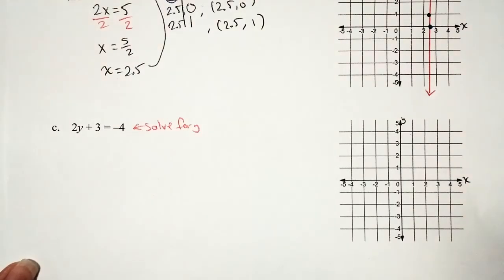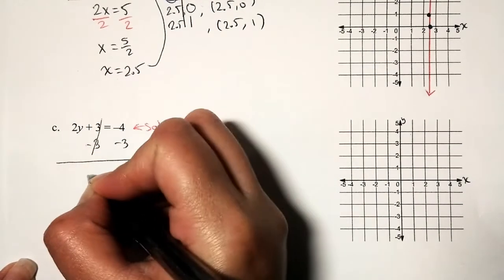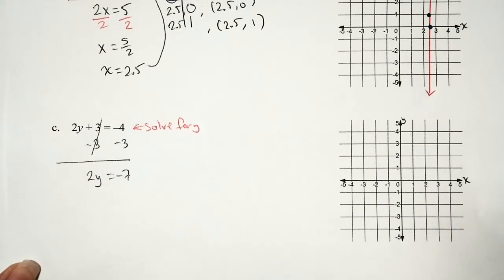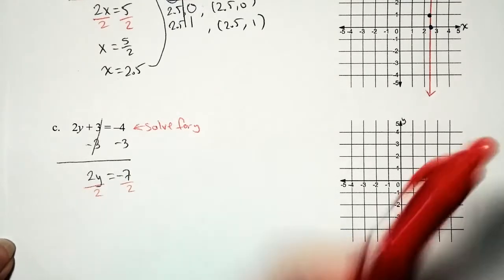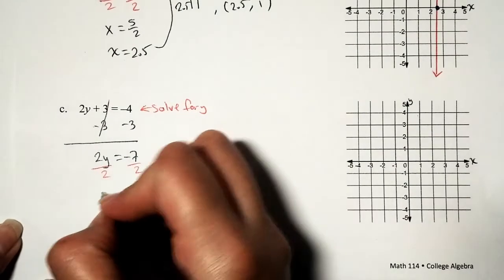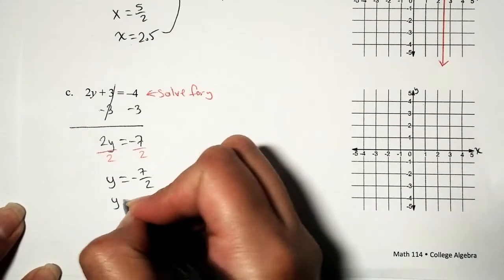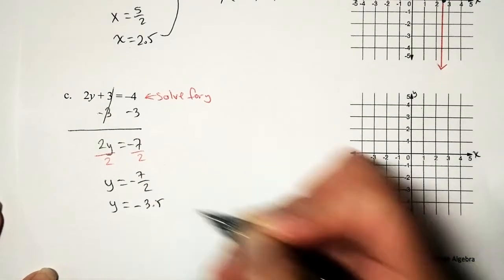Solve for y. Let's isolate the y term by subtracting 3 from both sides, and that will leave us with 2y equals -7. To finish it off, to get rid of the times 2, let's divide both sides by 2, and that will give us y equals -7/2, or any equivalent form. With your permission, we'll write it as a decimal. So that's -3.5.